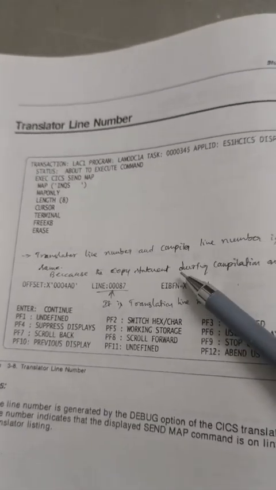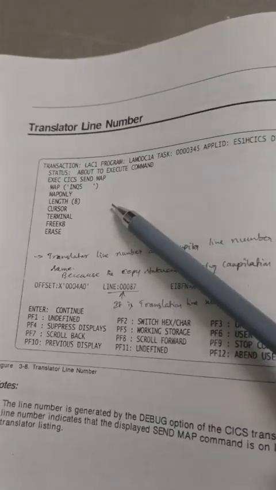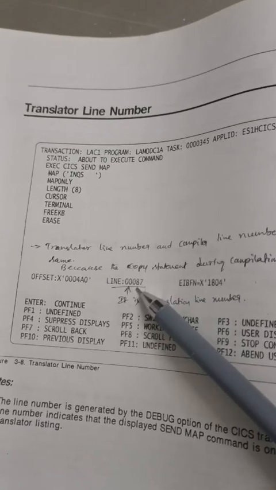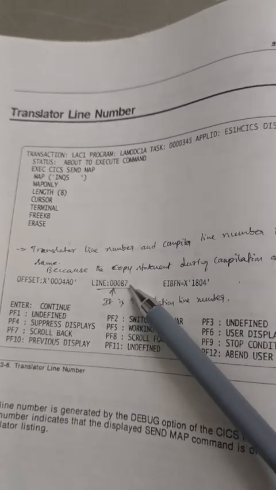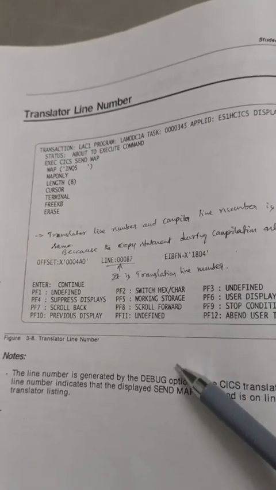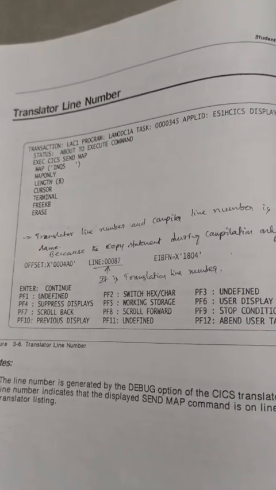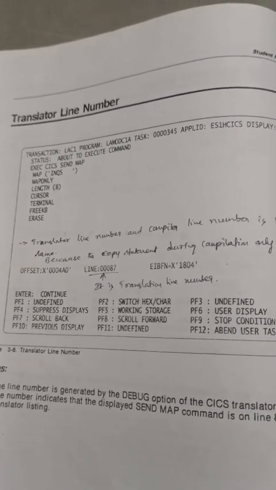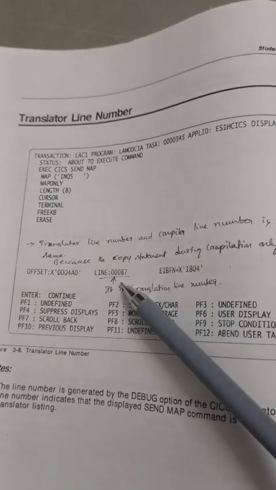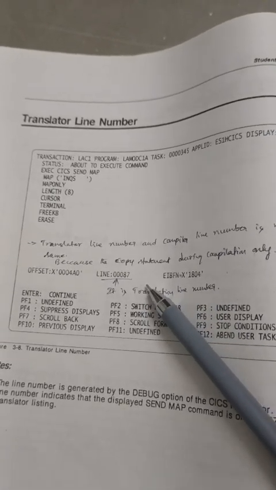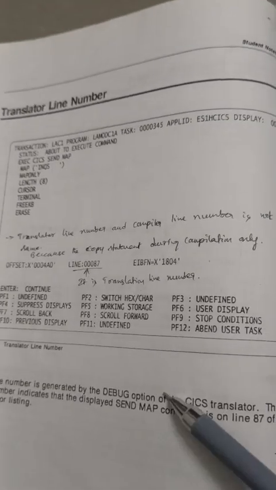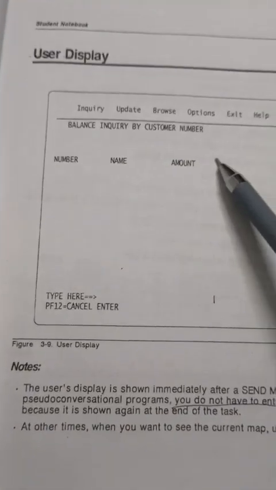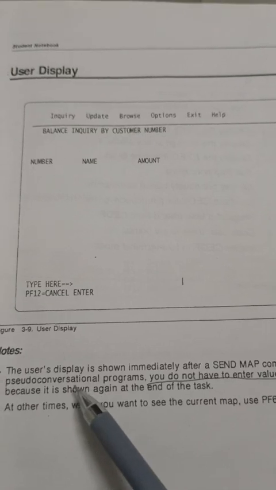Here you can see one more thing: while sending the map, you can see the translator line number at the bottom of the screen. This line number is different from the compilation line number. While generating in the compiler, the translator inserts this line number for debugging and testing.